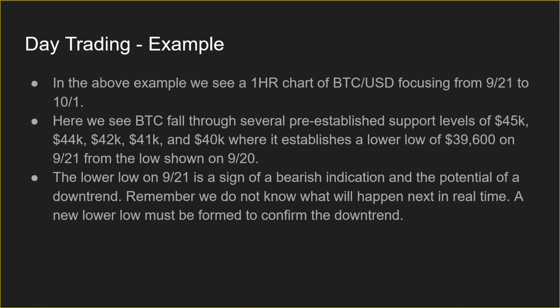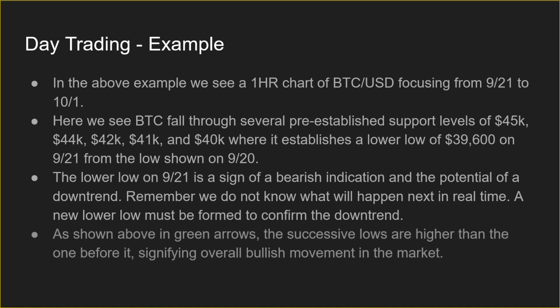Remember, we don't know what will happen next in real time. A new lower low must be formed to confirm the downtrend. And as shown above in the green arrows, the successive lows are higher than the one before it, overall signifying a bullish movement in the market. We're starting to see a build up from the bottom upwards. The floor was raising.